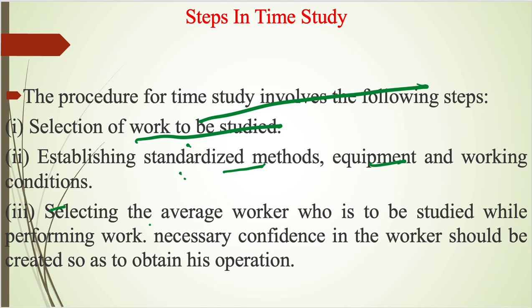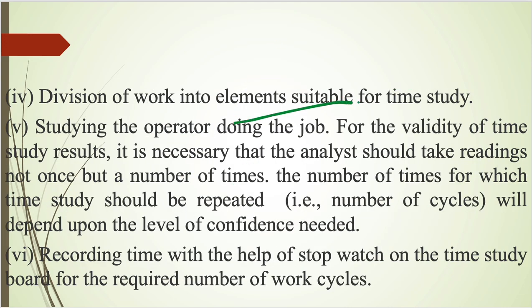The third step is selecting the average worker who is to be studied while performing work. Necessary confidence in the worker should be created so as to obtain his cooperation. So after measurement of methods, equipment and work, the observer should select the worker who has to be studied, whose performance has to be measured. The next step is division of work into elements suitable for time study. Division of work is also very important for the time study of the workers.